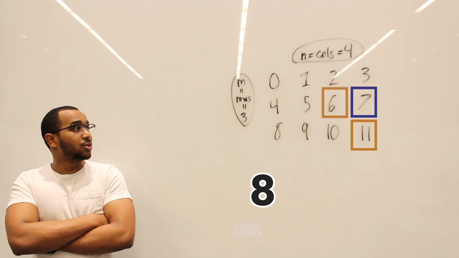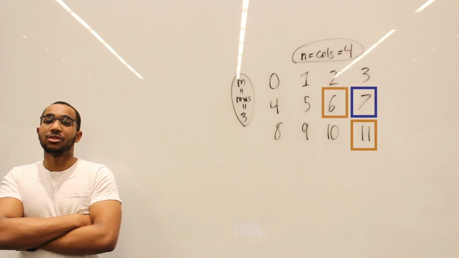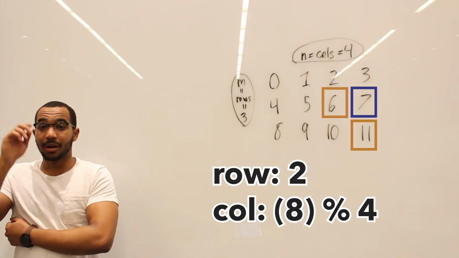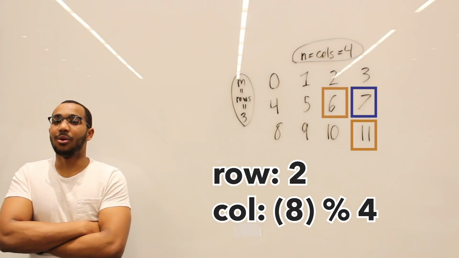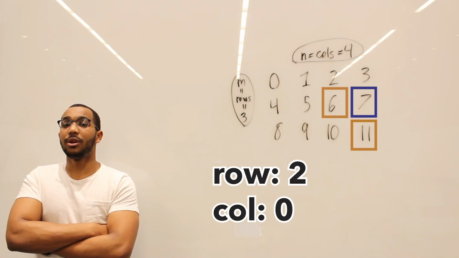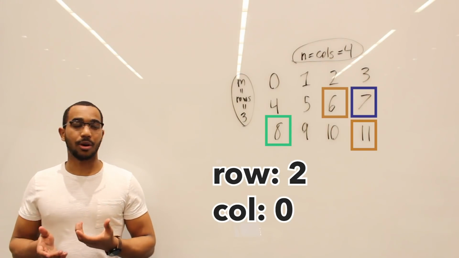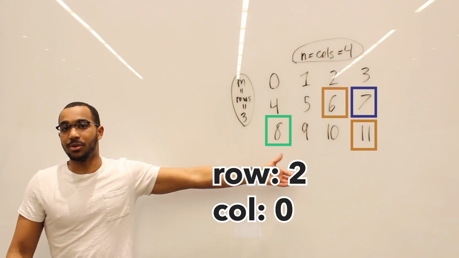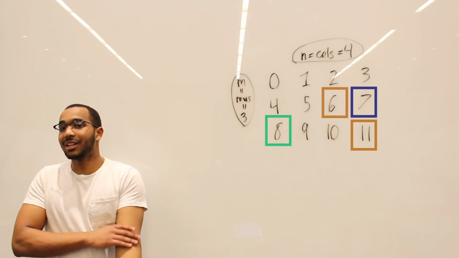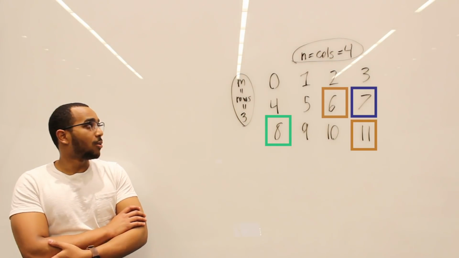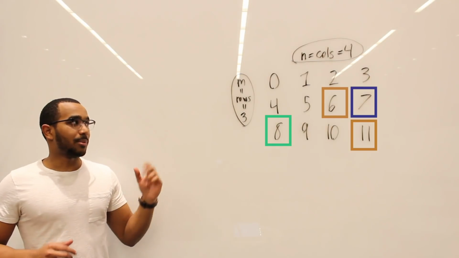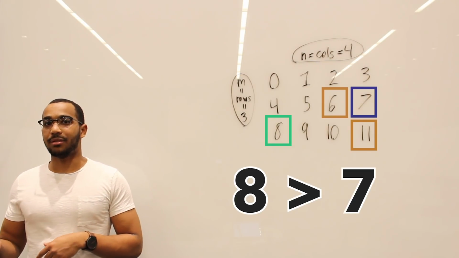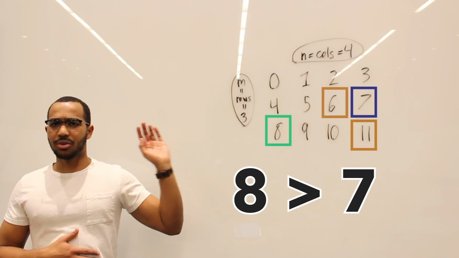So how do we get to 8? We need to do our mapping system. 8 divided by 4 is 2, so we're going to be in row 2, and 8 mod 4 is going to be 0. So we're in row 2, column 0. So that guy right there. And I numbered it purposely this way so you can immediately see the position, but we still have to do the calculations. That's our midpoint. Did we overshoot or undershoot? 8 is greater than 7. I need to go to the left. So let's go to the left.